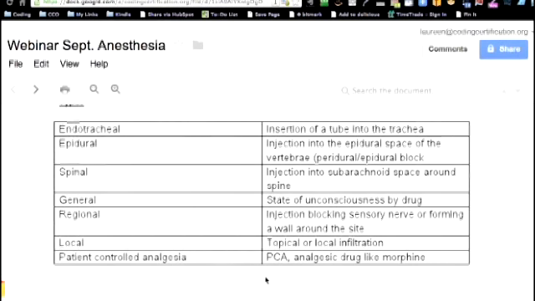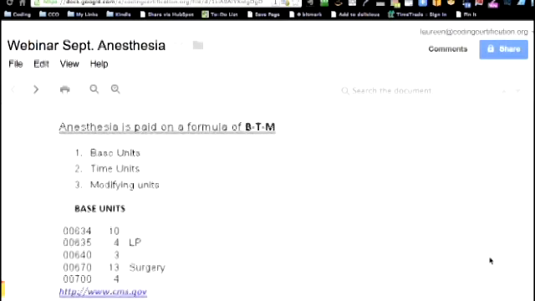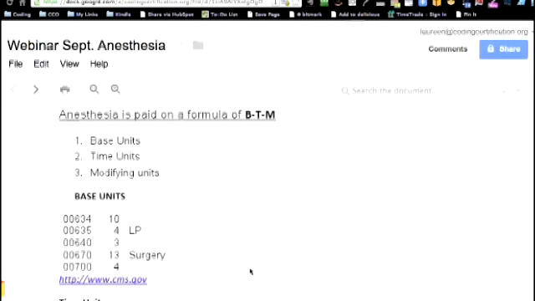I think Silvadene cream is considered topical, or it gets into the tissues. All right, let's scroll down just a little bit on this page. The next thing we're going to look at is the BTM. There's a formula that's used with anesthesia, and this is how they get reimbursed. It's divided up into base units, time units, and modifying units.